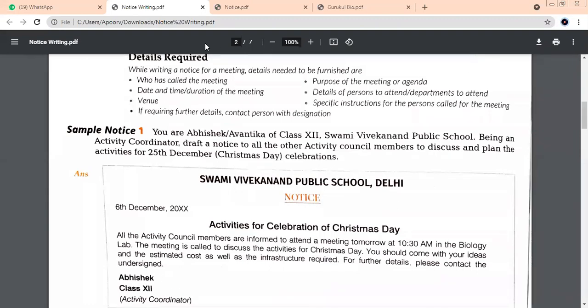So you see all these questions which should be there, all the details which should be there in the notice are there in this notice. The word limit is perfect. It's 50 words. It should not exceed that. So everything if you see is perfectly done. This is how a notice is written for a meeting.